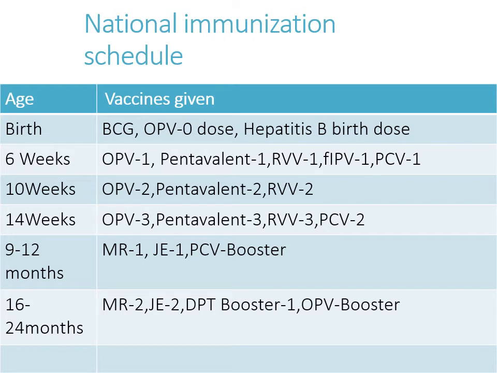This is the national immunization schedule. At birth it is the OPV 0 dose, then at 6 weeks the first dose, 10 weeks the second dose, 14 weeks the third dose, and at 16 to 24 months you have the booster dose.